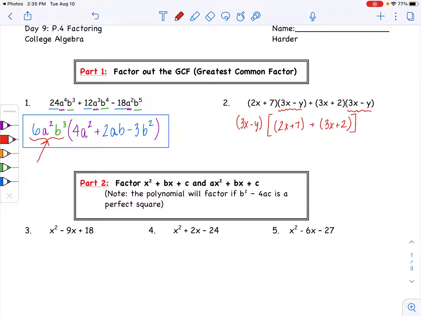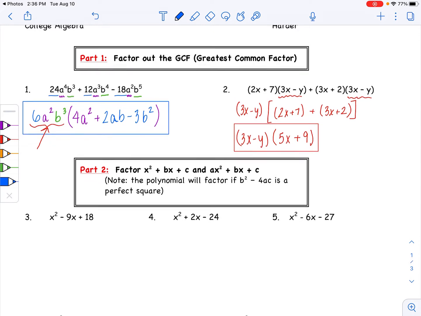I can combine those two terms because it's just adding. Nothing happens with my greatest common factor. But in here, I'll combine my x's. 2x's and 3x's is 5x. 7 plus 2 is 9. Then you're done. So please look for that greatest common factor first.